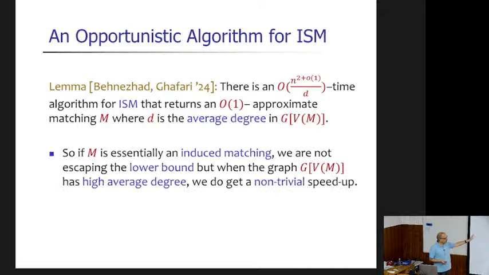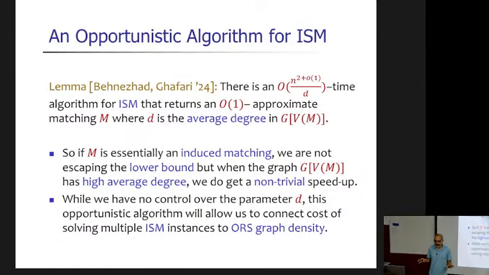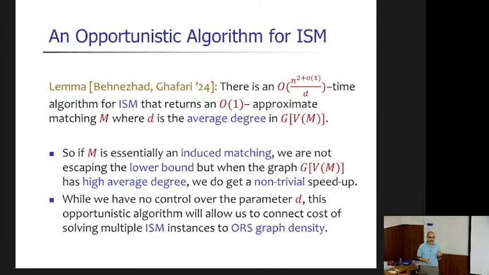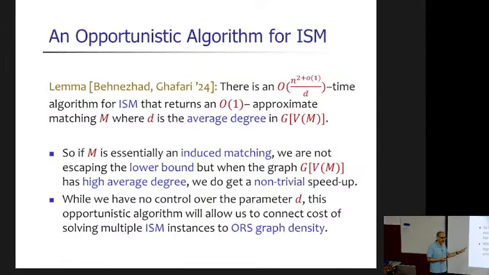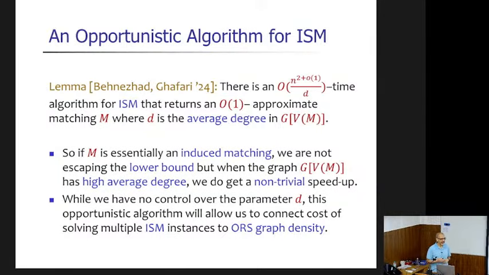So if M is essentially an induced matching, you are not escaping the omega n squared lower bound. But when the graph has high average degree, we are getting a non-trivial speedup. We have no control over the d that we are going to encounter. But the beauty of BG24 is that they found a way to show that if you repeatedly solve ISM instances over a sequence of updates, the total work you do in this task of solving ISM instances can be tied to ORS graph density. So let me show you how this is done.